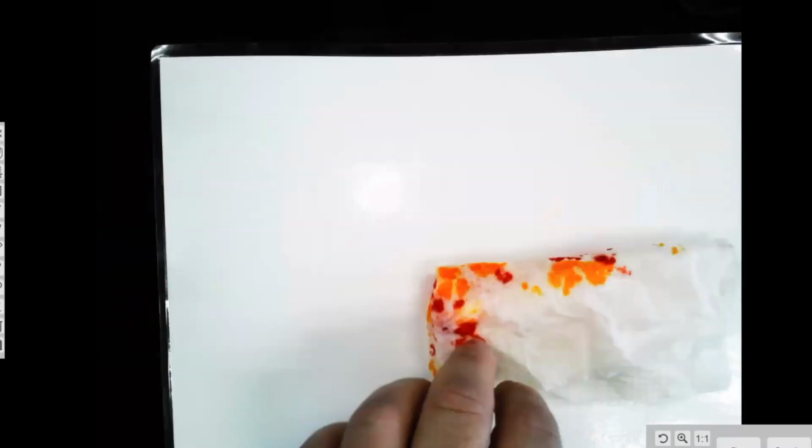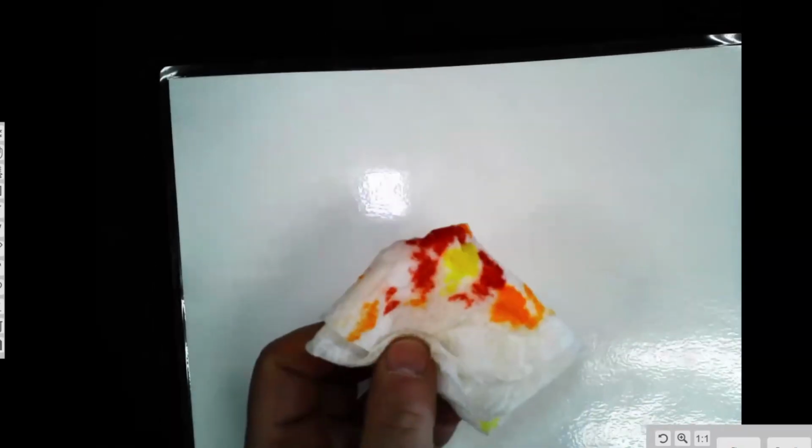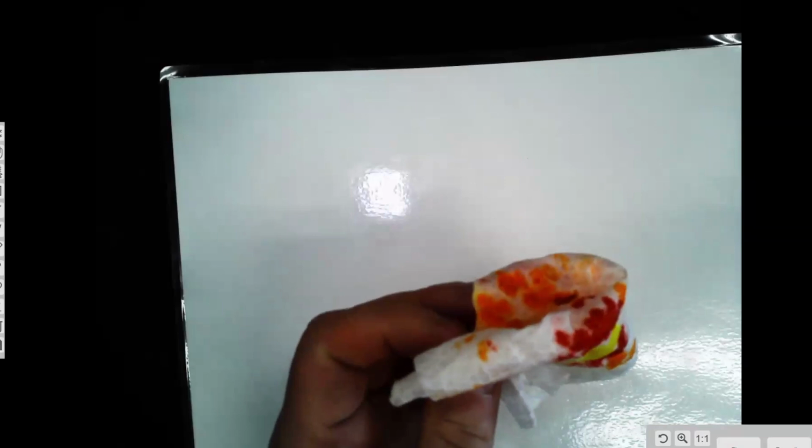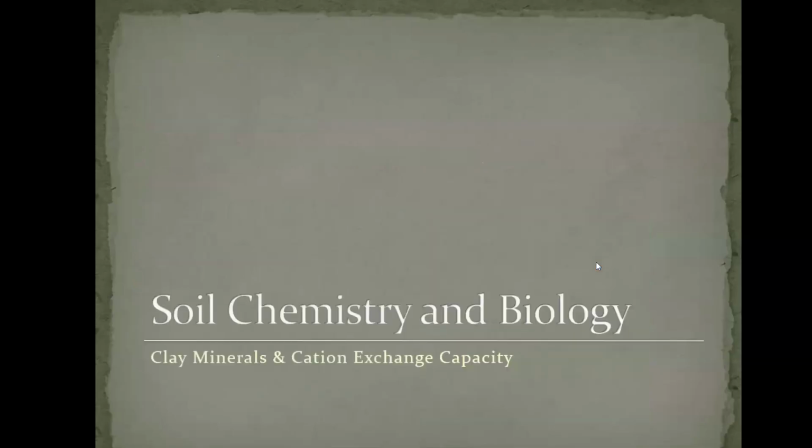So anyway, just a fun little experiment there. Like I said, Skittles work so much better than I used to do with M&Ms. Real good demonstration there. So anyway, we will be back to this here.